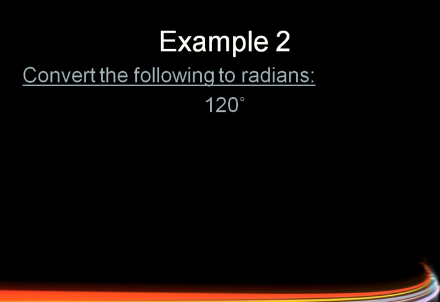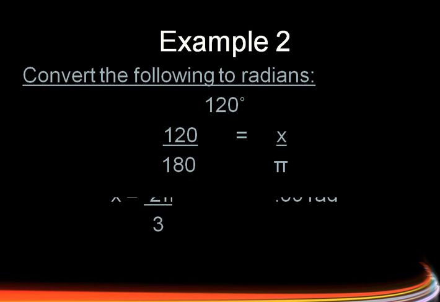Example number 2. Convert the following to radians. So, to convert to radians, we are using the exact same formula, except that now we are substituting the value of our degrees and we are solving for the value of our radians. So 120 degrees results in an angle of 2 pi over 3 rad, or 2.09 radians.